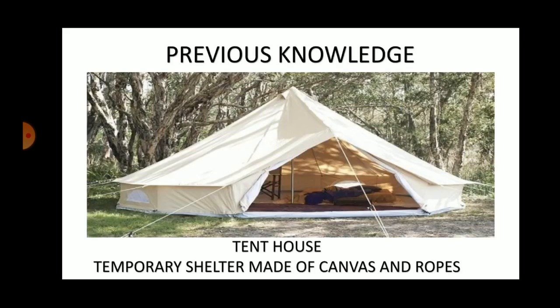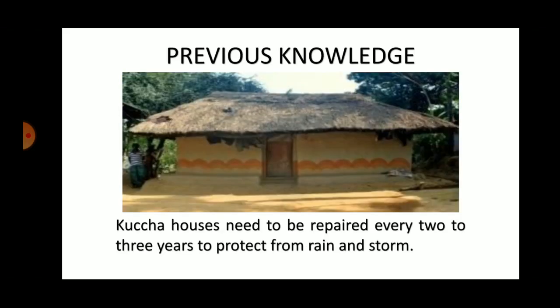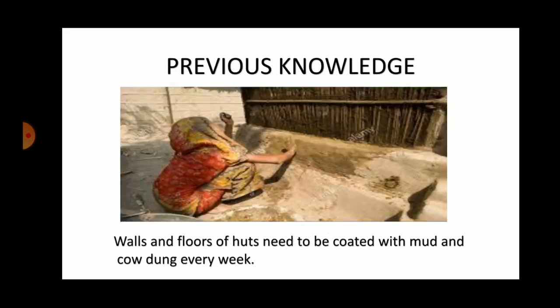In our previous class, you have learned that tent houses are temporary shelters made of canvas and ropes. Hut is a kacha house made of sticks, wood, bamboo, straw and mud. Kacha houses need to be repaired every 2 to 3 years to protect from rain and storm. Walls and floors of huts need to be coated with mud and cow dung every week.